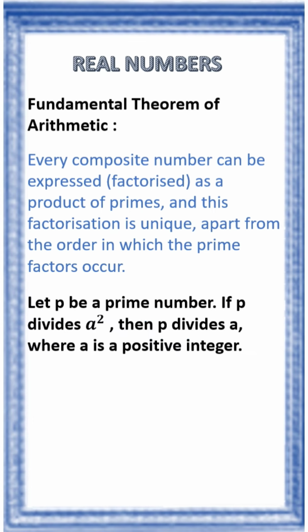Another important thing is: let P be a prime number. If P divides A square, then P divides A, where A is a positive integer.